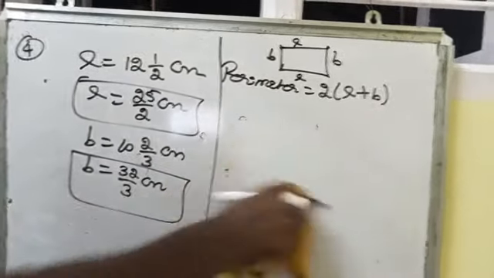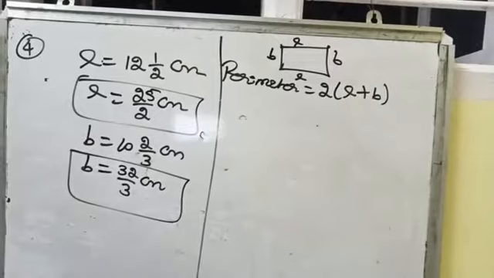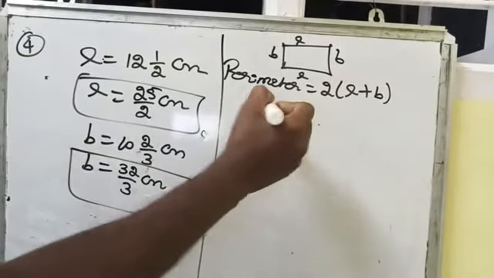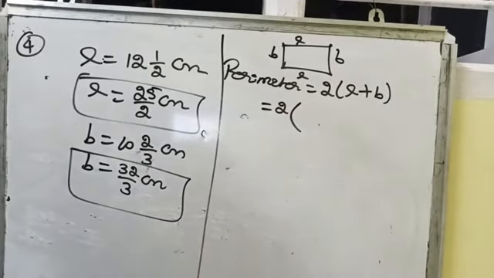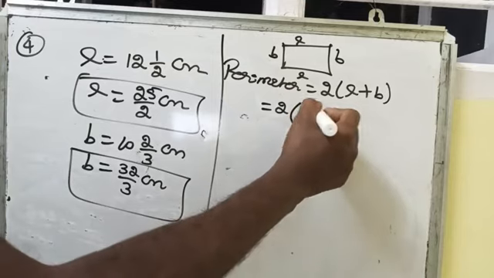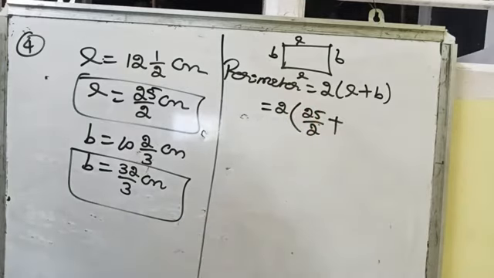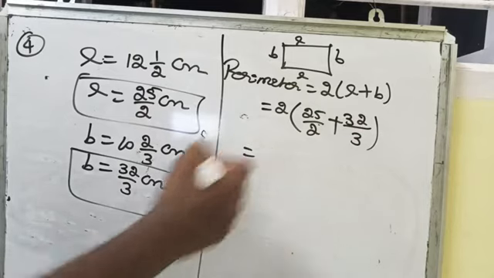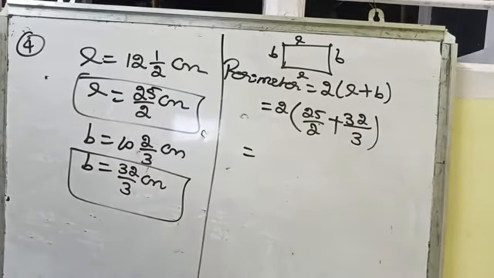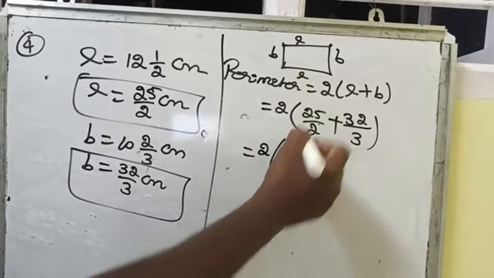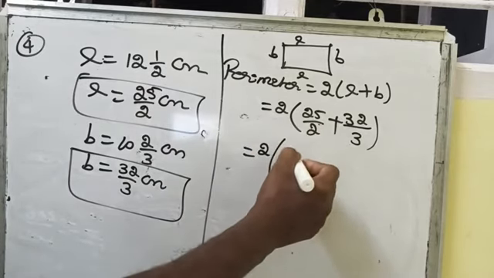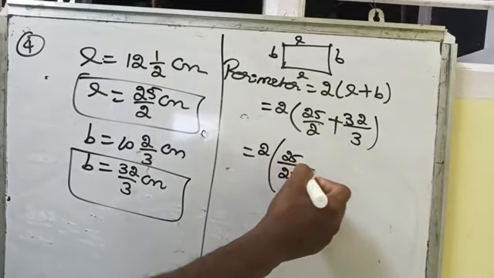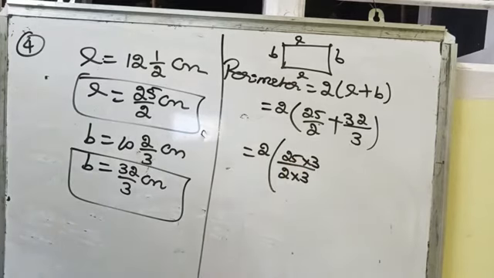Here, what length is given? 2 times the sum of length 25 by 2 plus breadth 32 by 3. What is the LCM of 2 and 3? 2 and 3 are co-prime numbers, so the LCM will be 6. Which number should be multiplied by 2 to get 6? 3. So 25 into 3 is 75.